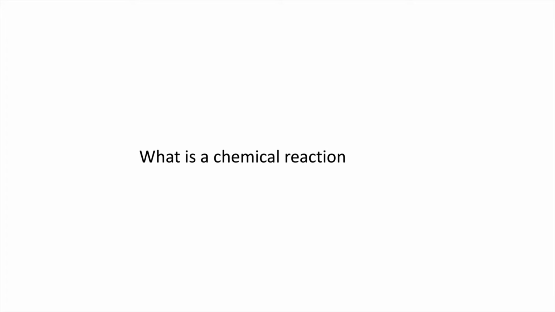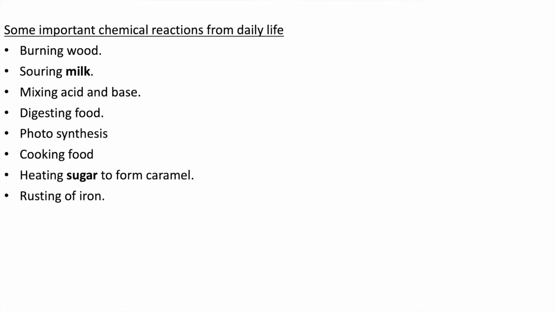What is a chemical reaction? Before defining a chemical reaction, let us check some important chemical reactions from daily life. Burning wood, souring milk, mixing acid and base, digesting food, photosynthesis, cooking food, heating sugar to form caramel, rusting of iron. These are some important examples of chemical reactions which are close to our daily life.